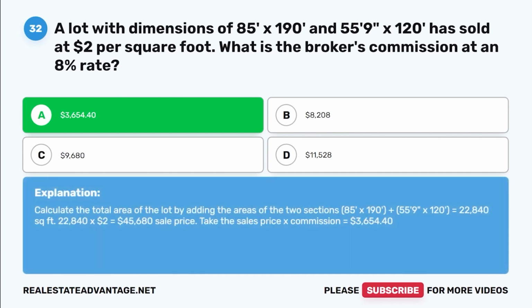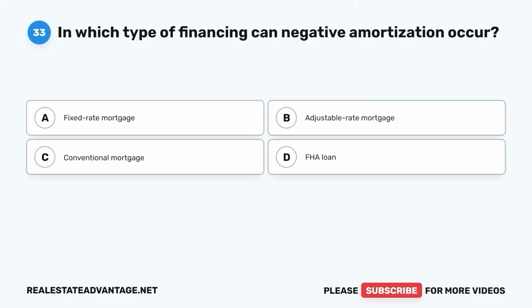$3,654.40. Calculate the total area of the lot by adding the areas of the two sections: 85 feet times 190 feet, plus 55 feet 9 inches times 120 feet, equals 22,840 square feet. 22,840 times 2 equals $45,680 sale price. Take the sales price times commission equals $3,654.40.